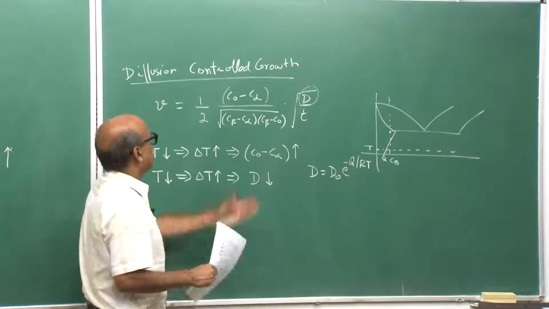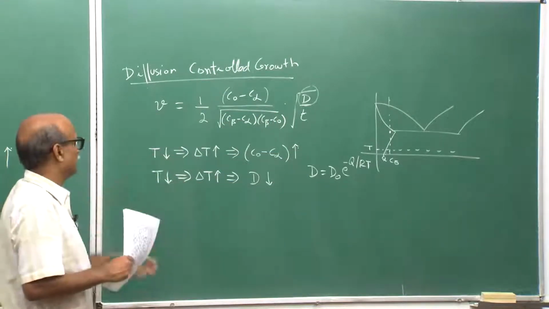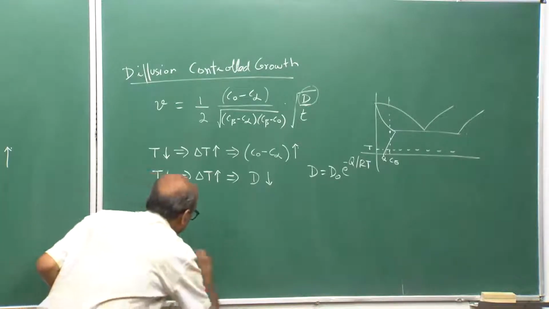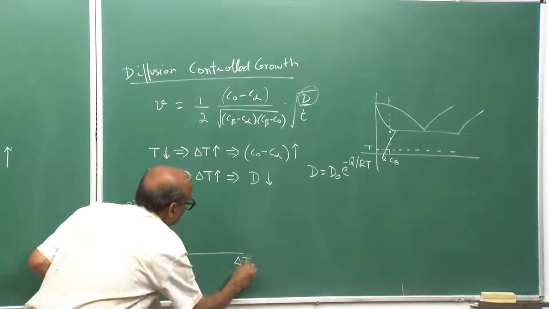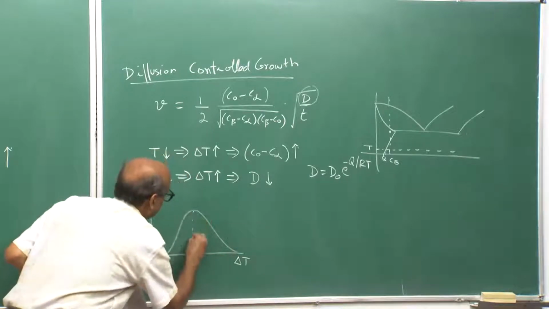It's fair to assume that Q and D naught are independent of temperature, and hence very clearly the exponential term e to power minus Q upon RT, as temperature is reduced, would decrease, because as the temperature is reduced, the mobility of atoms also goes down. Here again we have two terms, one term increasing, the other term decreasing as the undercooling increases, and hence we get a very similar pattern of growth rate versus delta T, that is, it goes through a peak.